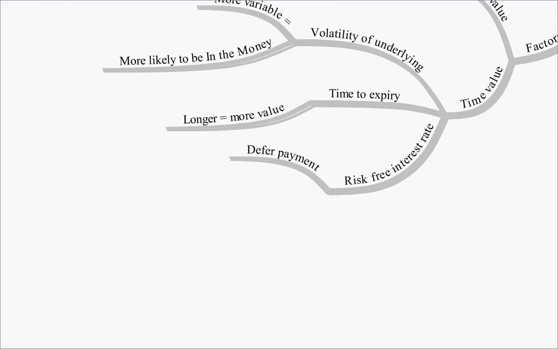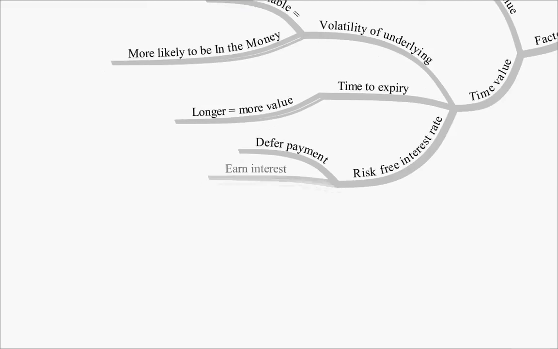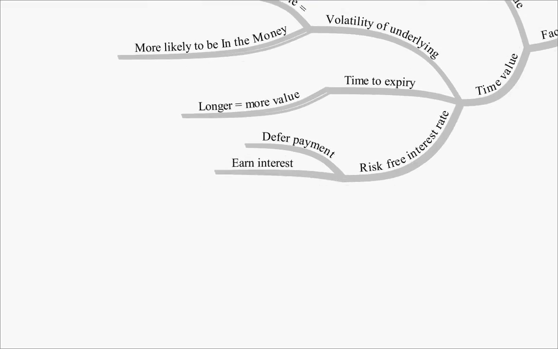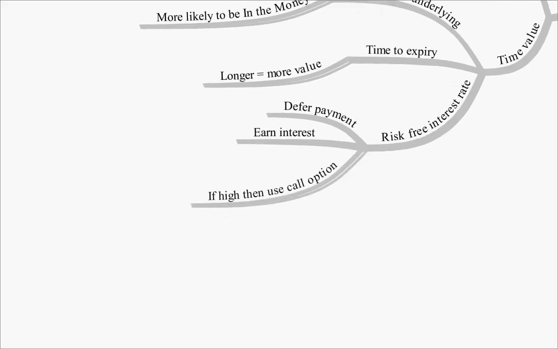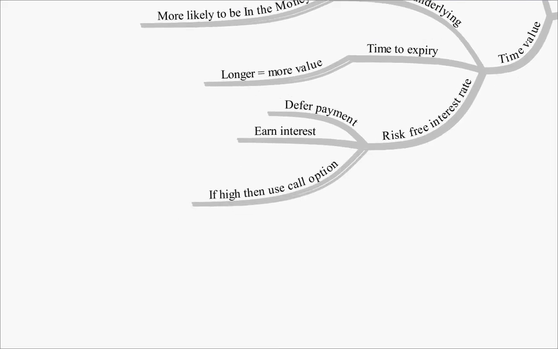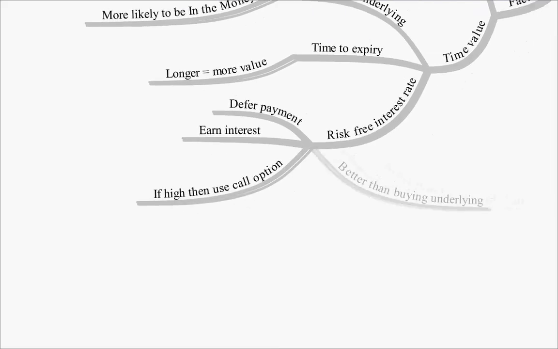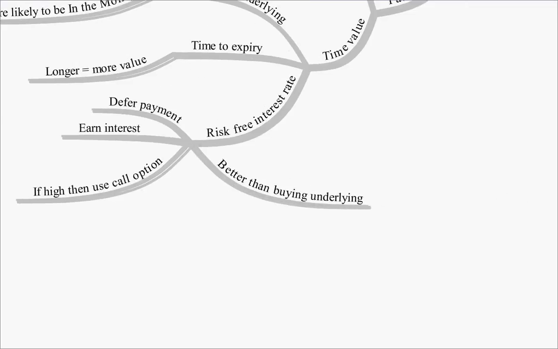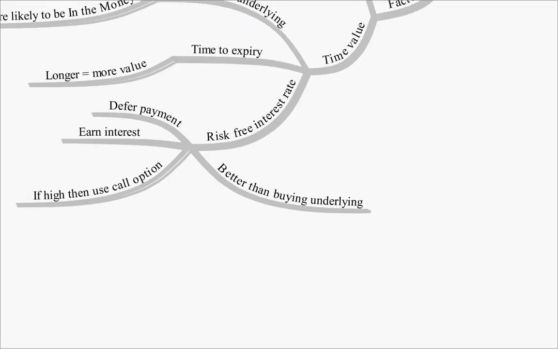The risk-free interest rate will also determine the price of your option, simply because the choice is to either use an option or to actually buy the underlying. If you don't buy the underlying and you use an option, you're deferring the payment. And what will you do? You'll put that money in the bank and you'll earn interest on it. So if the risk-free interest rate goes up, then it's more advantageous for you to use the option. So if the interest rate is high, then use a call option, because it's better to use than the underlying, because you're tying up your money by buying the underlying.